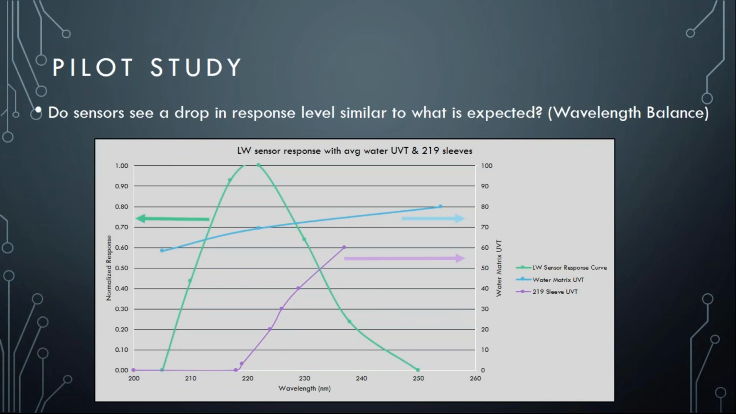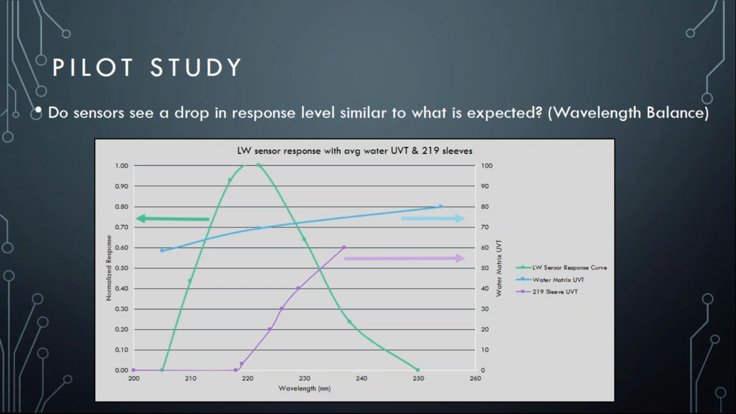And then we can further analyze this and say, did we see a drop in response similar to what we would expect? So this graph here, the green curve basically represents the sensor response area. So the area under that curve is what the sensor is picking up in terms of wavelengths. The blue line is what's being blocked by the UVT of the water, and the purple line is what's being blocked by the UVT of the sleeve.